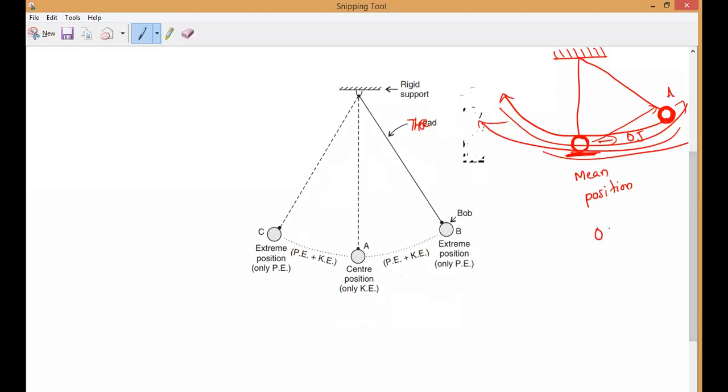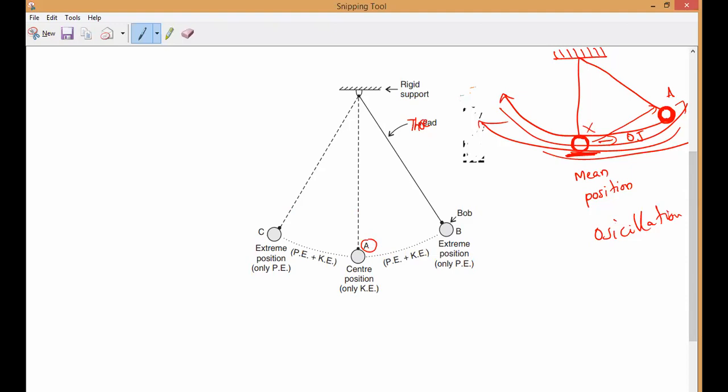This is what we call oscillation. Yes or no? Yes, sir. Now, when the body is in motion, we have totally 3 positions. I am not talking about the state of rest. When the body is in motion, the center position is what we call the mean position.